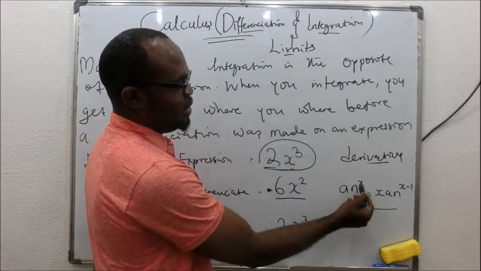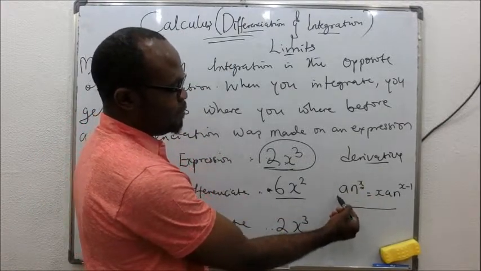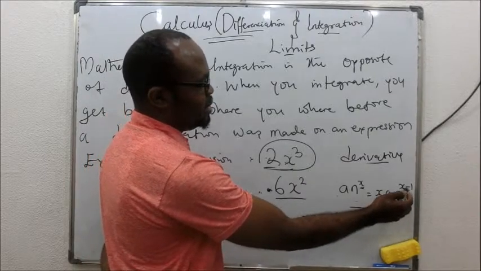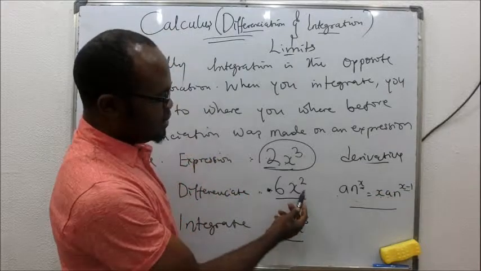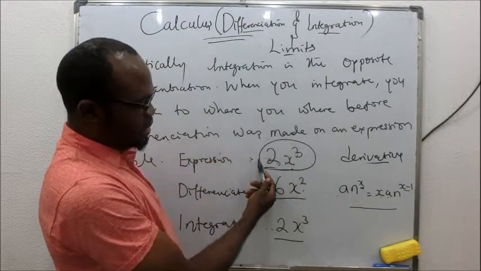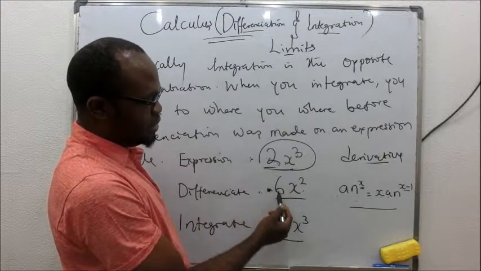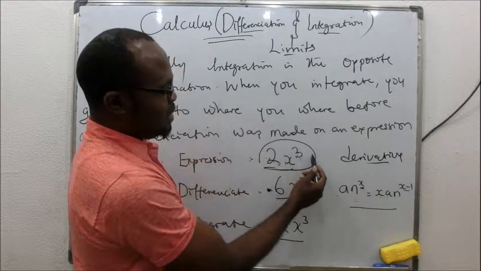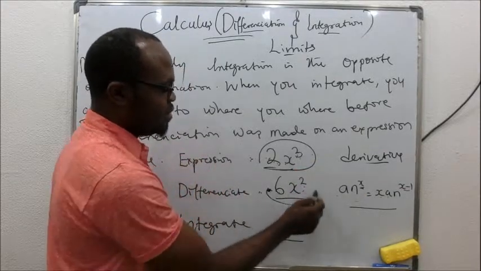Anything that you have up here, take it back here, so that you now have x to the power n. Then anything that is up here, reduce it by 1. So that is what was done here. When you take this over to this side, it becomes 3 times 2, which is 6. Then anything here, reduce it by 1. You have 3 minus 1, which is 2. So that's how you come about this.